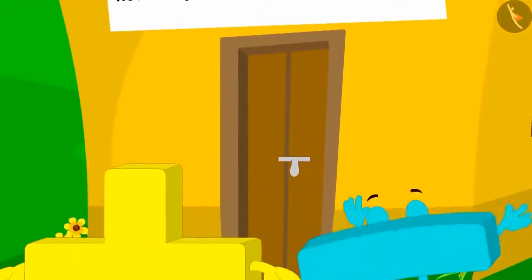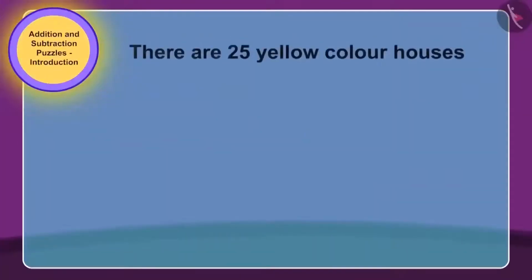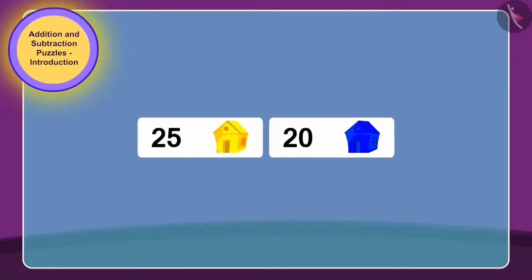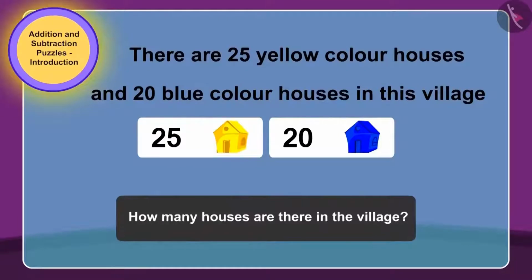Now, addition just went near the door. And look what happened! The door opened on its own. Children, can you tell why this must have happened? Does this have any relation with the puzzle written on this house? Yes, children, you guessed it right.